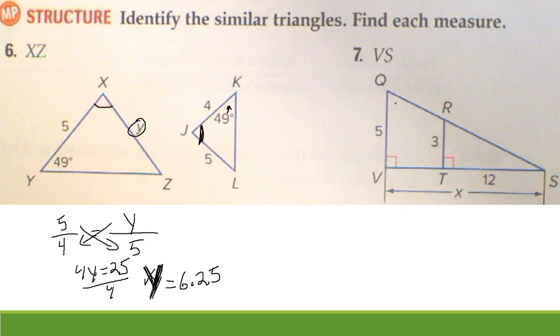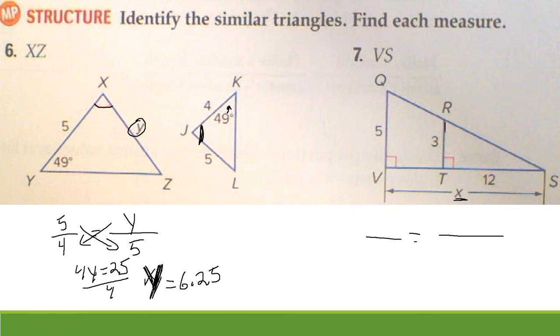So the second one here, when it says find VS, which is the entire length here, which they call X. This, again, you have to be careful that you're actually taking full lengths to full lengths. So first off, let's get my fraction set up. Again, I have the small triangle here, RTS, and the big triangle, QVS. And they're similar, because one's inside the other.